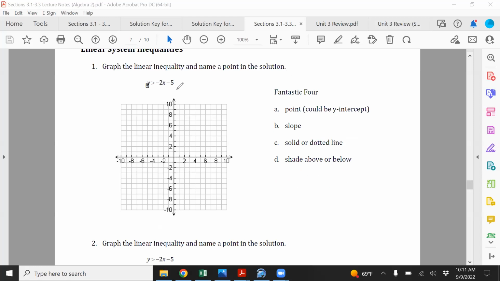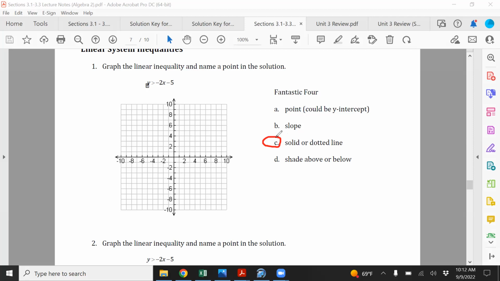When you graph an inequality, you're going to want to remember four things. Obviously, you got to graph the line. So you got to have a slope. You got to have a point, which could be a y-intercept. But this is the part that many of you guys botched on our last test. You guys forgot to do dash or solid lines.